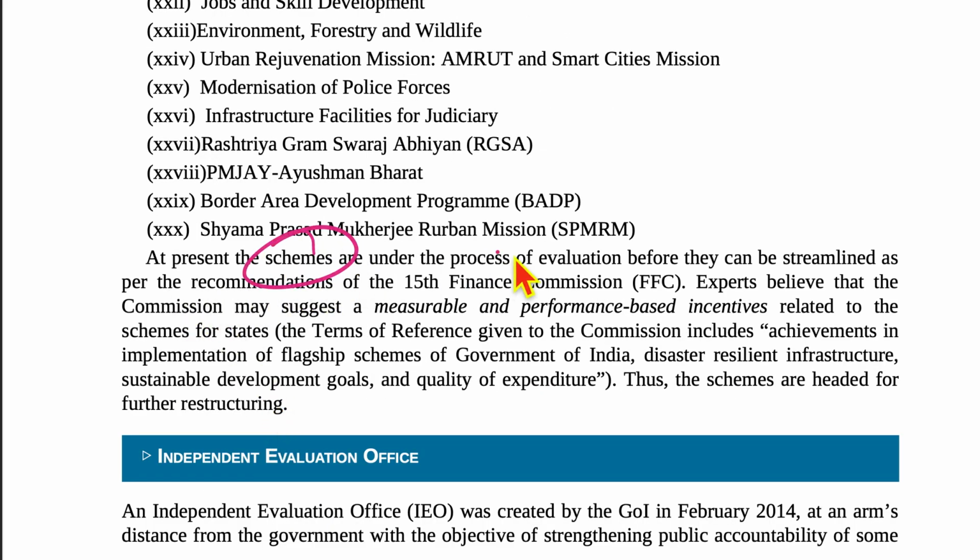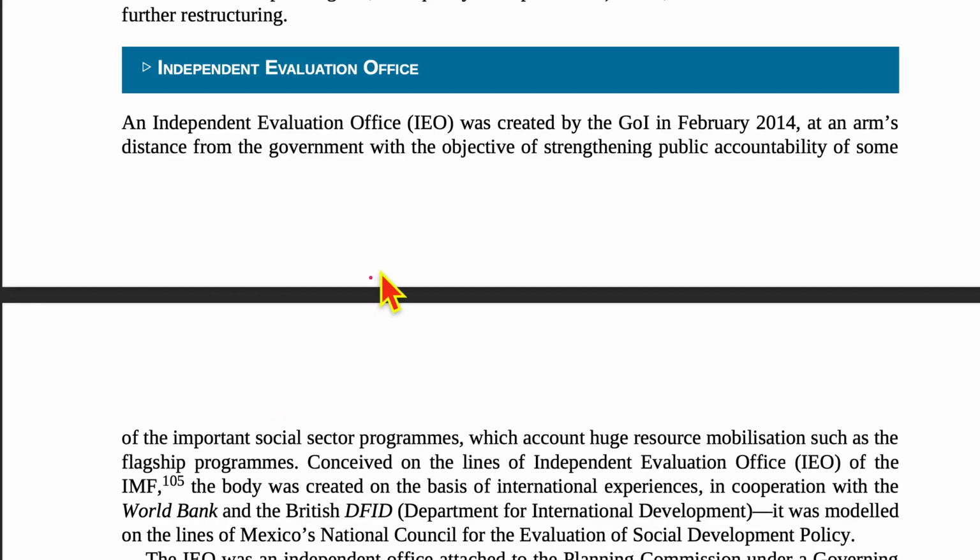At present, the schemes are under the process of evaluation before they can be streamlined as per the recommendation of the 15th Finance Commission. Experts believe that the Commission may suggest a measurable and performance-based incentive related to the schemes for states. The terms of reference given to the Commission include achievements in implementation of flagship schemes of the Government of India, disaster-resilient infrastructure, sustainable development goals, and quality of expenditure. Thus, the schemes are headed for further restructuring.